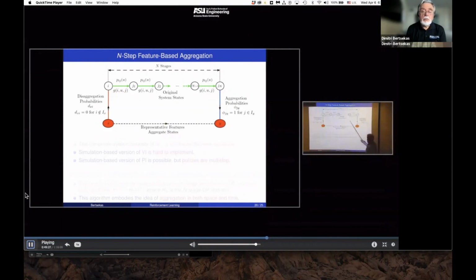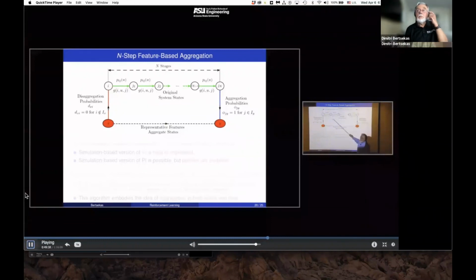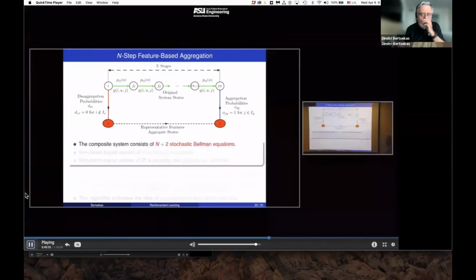Well, this problem may be a better approximation, right? It's more faithful to the original problem. The original problem is an infinite number of transitions, right? So here we're going to take a large number of transitions potentially in between, dropping down to the aggregate states, making some kind of compression of the state space every n stages. So we hope that this framework will be more faithful to the original problem. However, now we have an enlarged state space that's like that. And it involves n plus 2 stochastic Bellman equations.